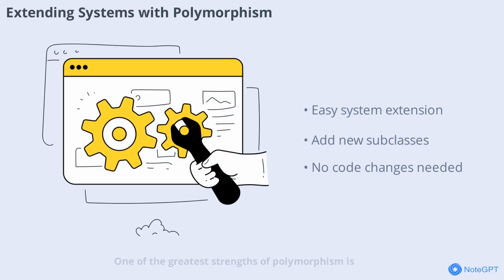One of the greatest strengths of polymorphism is how it enables you to extend systems easily. When you need to add new functionality, you can simply create new subclasses or implementations of an interface.